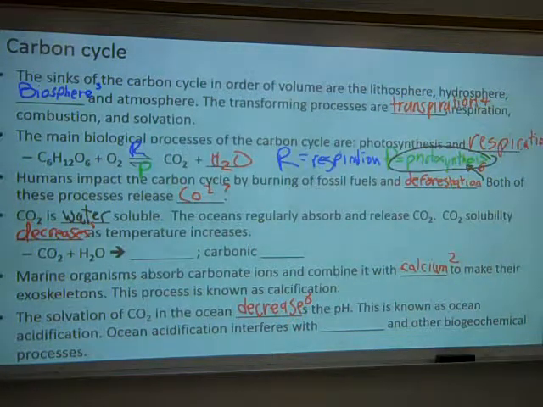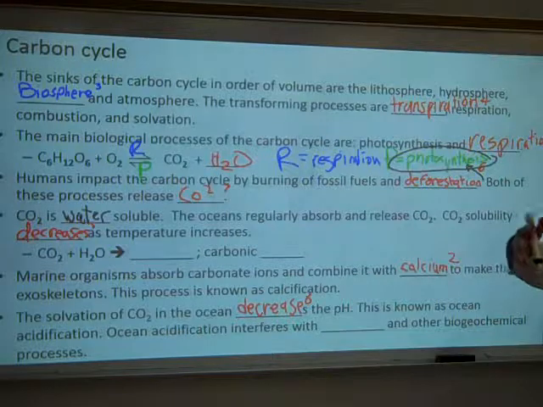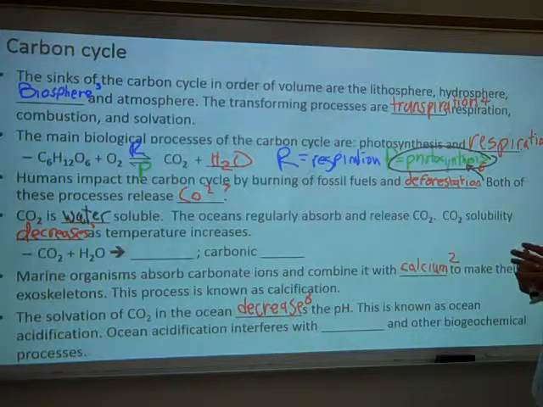What kind of process do we call that? What kind of feedback? Positive or negative? Positive. Positive feedback means the effect increases more and more.